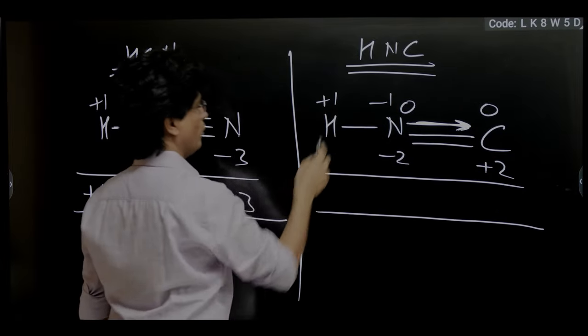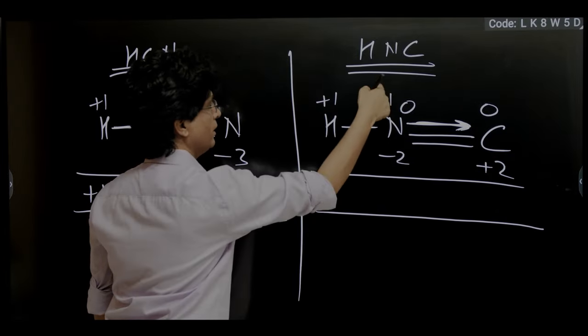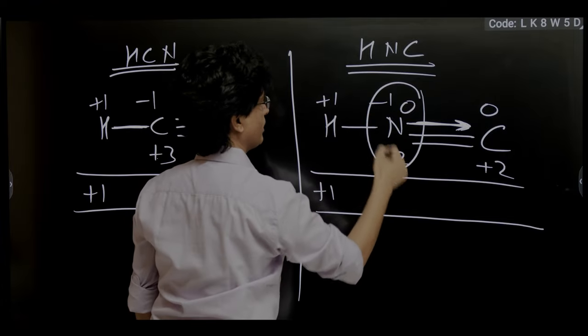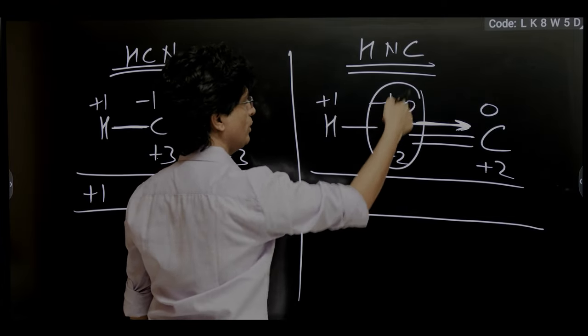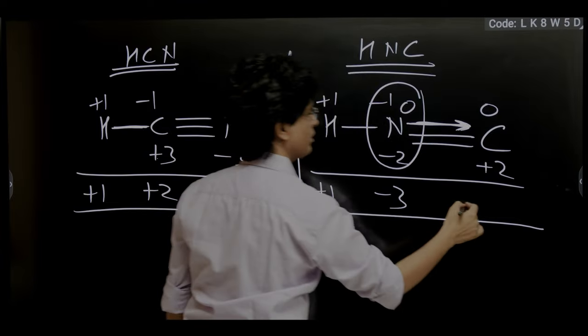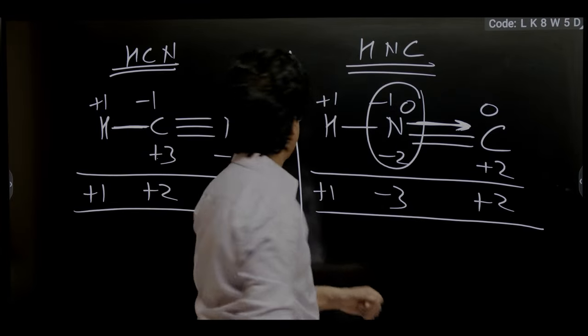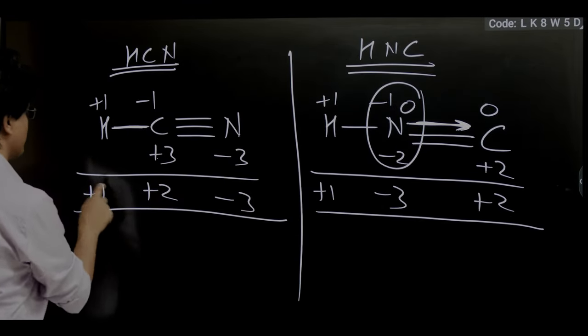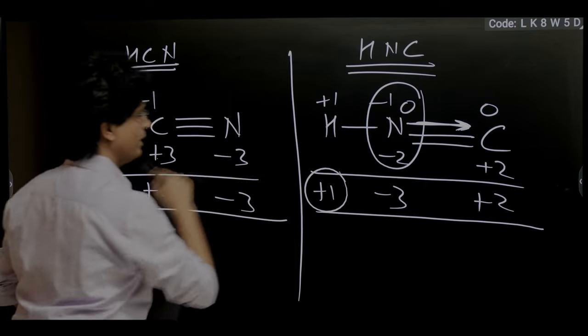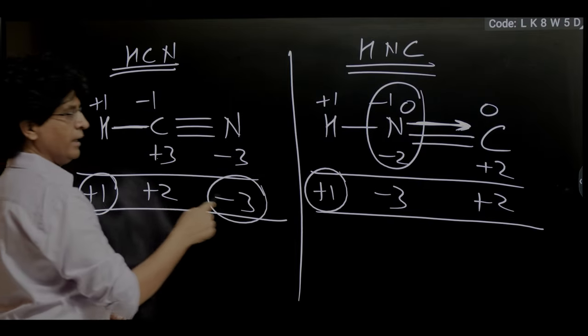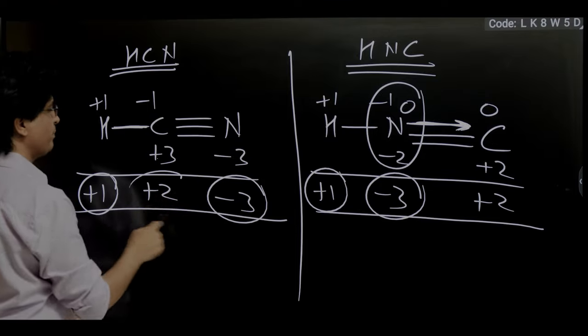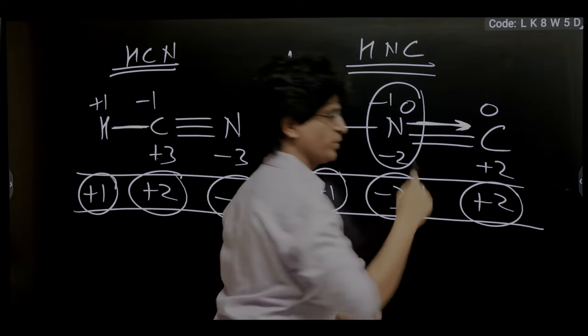Now add it up. Once you add it up, this will be plus 1. This total becomes minus 1, minus 1, minus 2 and minus 1, minus 3. And this will be plus 2. So you can see that the oxidation number of hydrogen is plus 1. Here also plus 1. Nitrogen is minus 3. Here also minus 3, carbon is plus 2 and it is also plus 2.